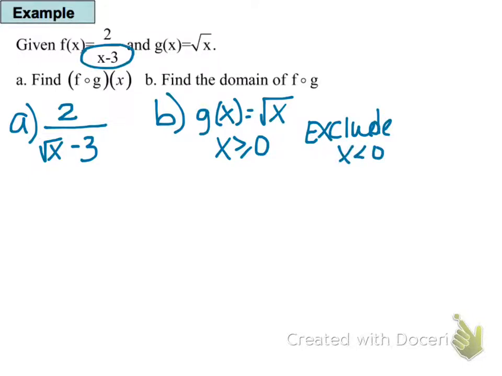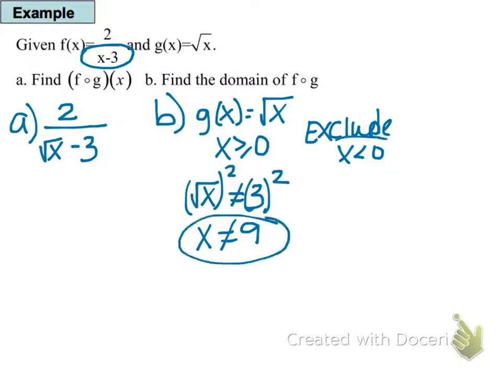The second piece is to look at f of x. Now looking at f of x, we know that x cannot be 3. If x is 3, we get a 0 in the denominator. But remember, x equals 3 is only going to happen when the square root of x equals 3. So we want to figure out when does the square root of x equal 3, and that's when x equals 9. We figure that out by squaring both sides. So that means now the other thing we have to exclude is x equals 9.